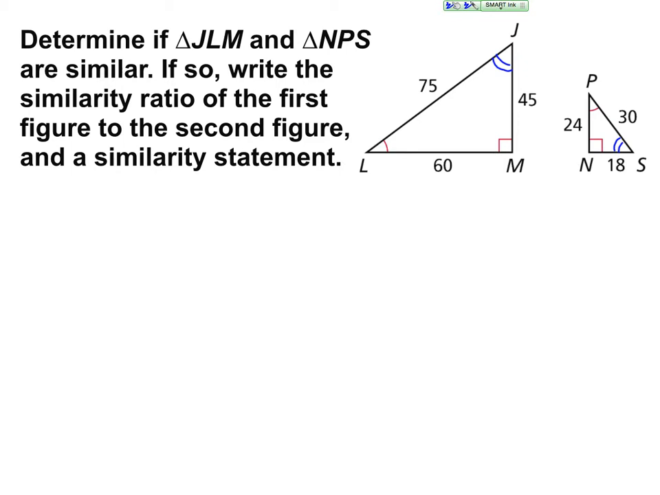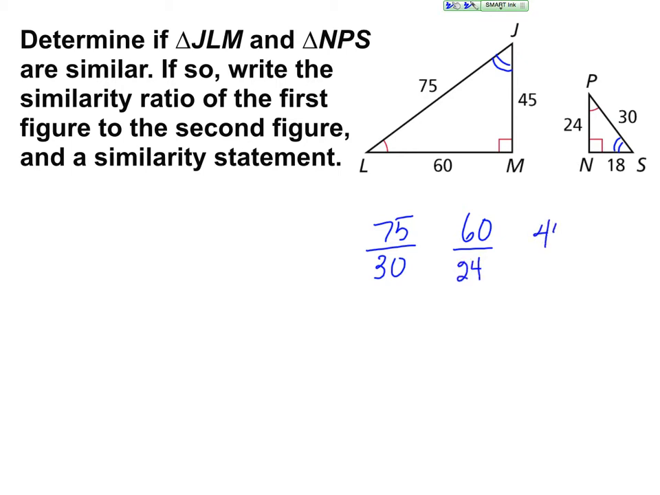Which sides would you compare? If you pick the easy one, 75, the hypotenuse would be compared to 30. Okay, then 60 would be compared to not 18. Look at what angles 60 is between. 60 is between the right angle and the single angle. So that would actually be the 24 over here.